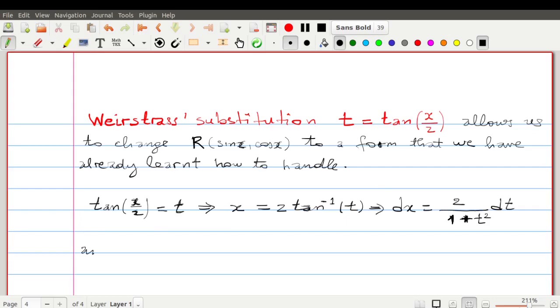So we have that, and the expression of sine x is 2t divided by 1 plus t square, and also cosine x is equal to 1 minus t square divided by 1 plus t square. All right. So this is what we have.